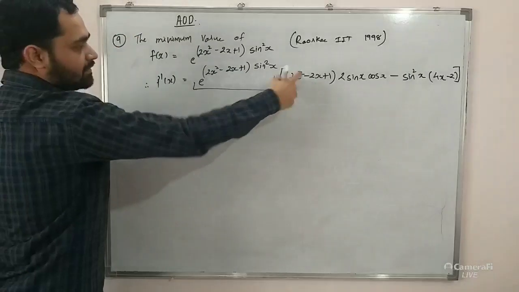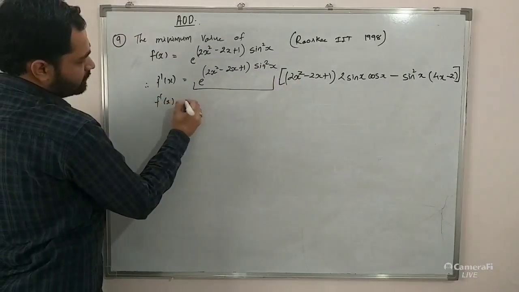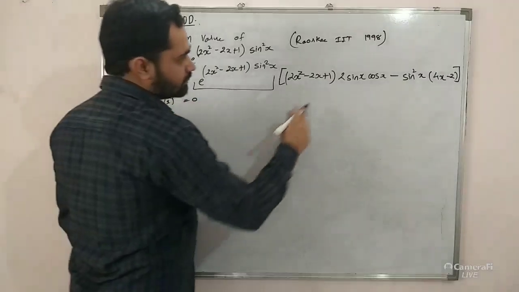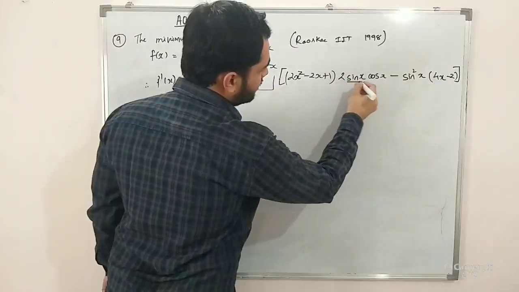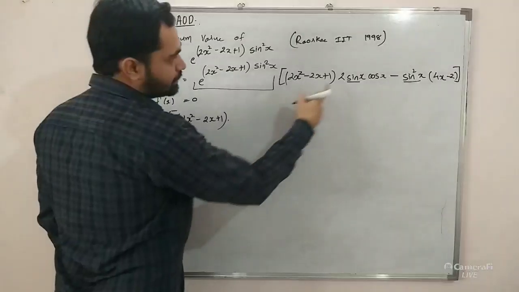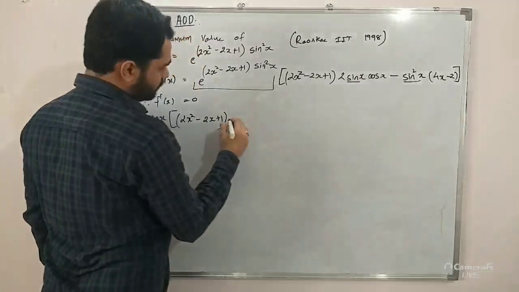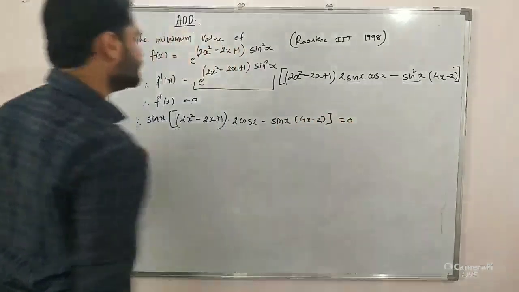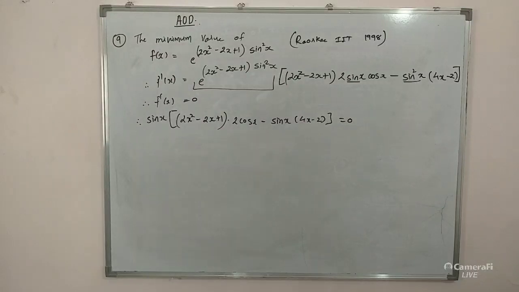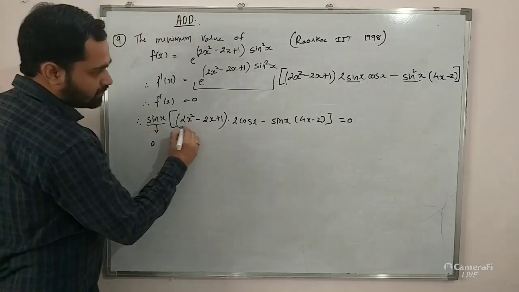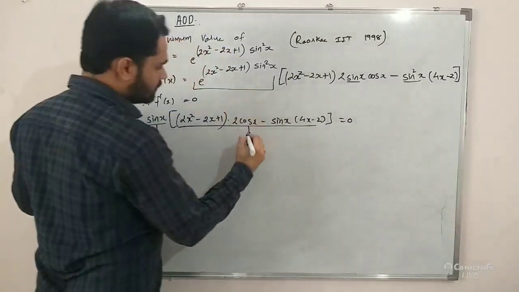For finding the critical points we have to compare f dash of x with this bracket. We can take x common, so x square minus 1 into 2 minus sin x into 4x minus 2 is equal to 0. Now for critical points I have to compare this with 0 and this with 0, right?